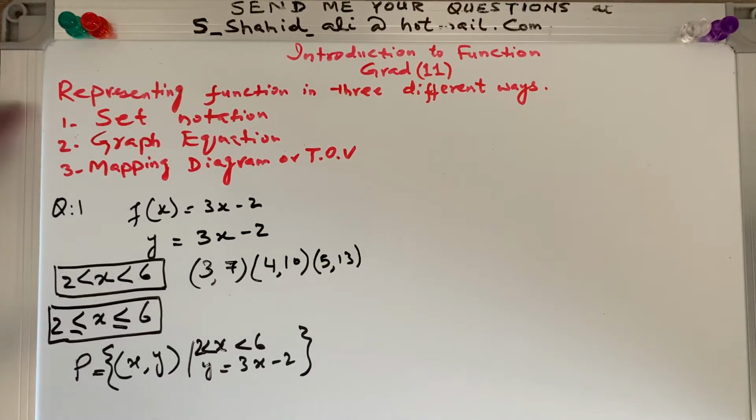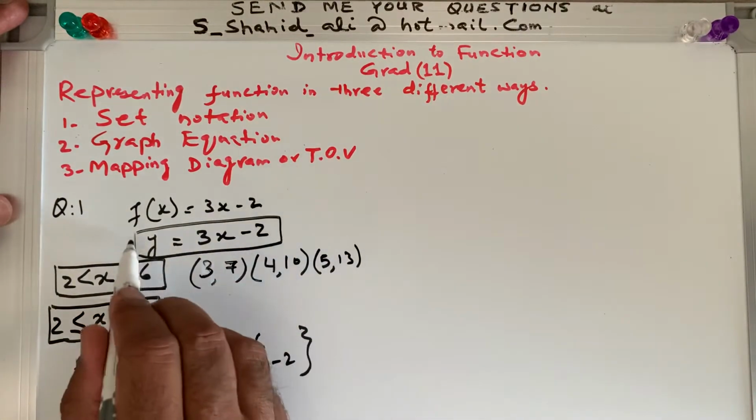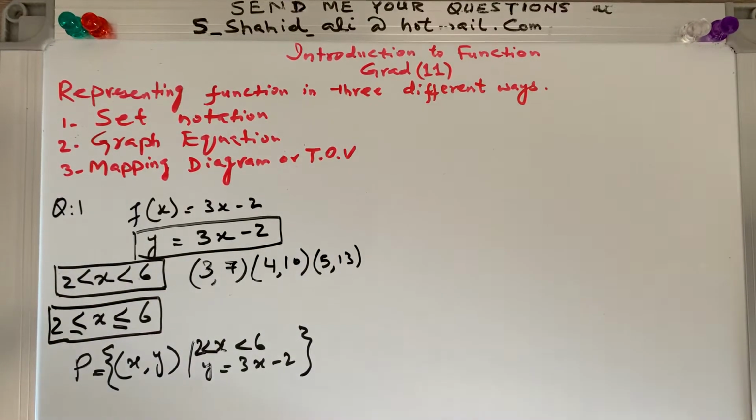And the next thing is, what is the equation? Equation f of x, we can replace f of x as y. So my equation is 3x minus 2, right? F of x is nothing but the value of y, or defining the range. We say the range is R, which is the y value. X is the domain, which is the x value of the ordered pairs. So in this way, we can define any function in terms of set notation.